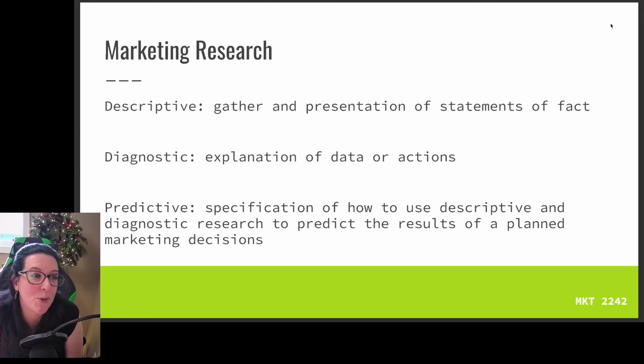We can also use marketing research for predictive purposes. So we can use that descriptive, so we can understand the facts, we can explain why we're seeing those particular facts, and we can predict the results of a planned marketing decision. So if we go with a certain marketing mix, a certain combination of price, product, placement, and promotion, then this is what's going to happen in terms of sales.